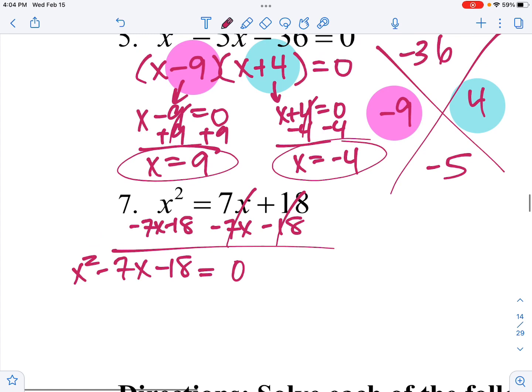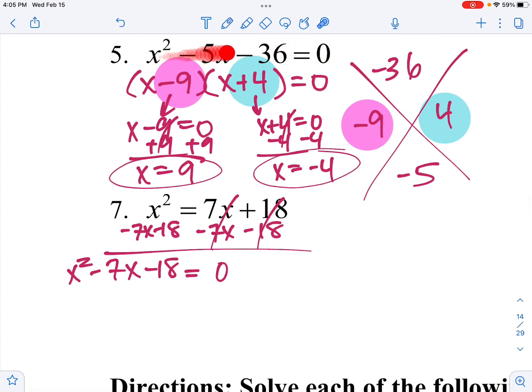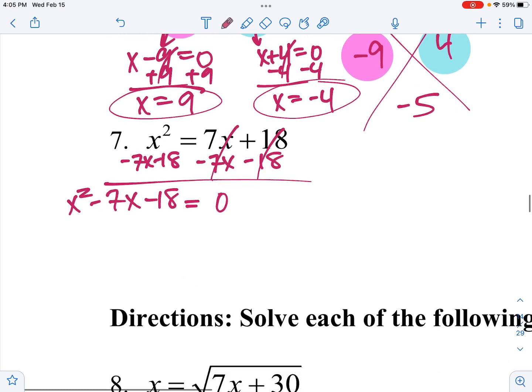And now this problem looks exactly like this one. Everything is over on one side and we have a 0 on the other side. So remember what we're going to do now. We're going to put the negative 18 on the top and the negative 7 on the bottom. Don't lose those negative signs. This is negative, this is negative.